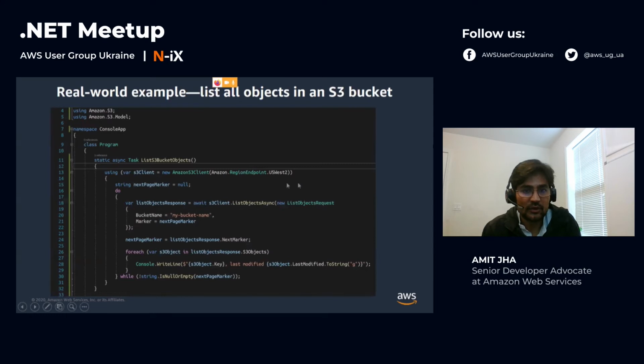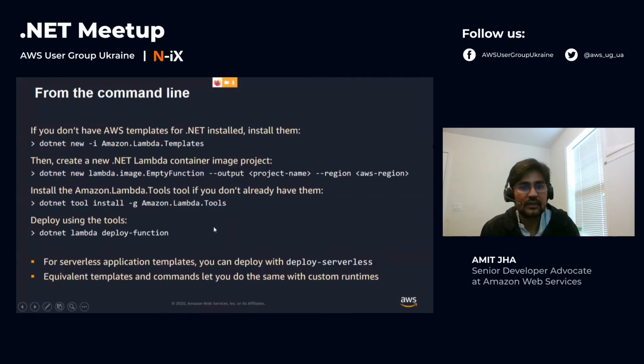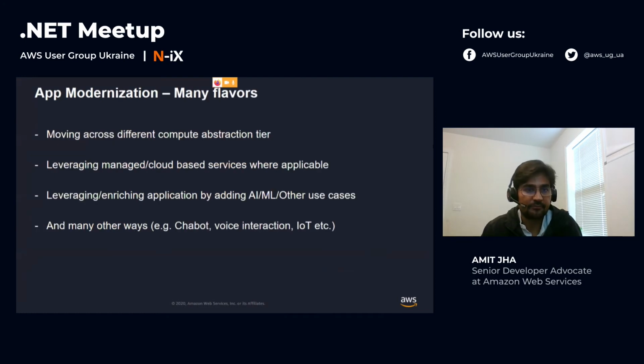The same thing that I showed you in the demo, in this case, it's calling the S3 client and calling the list objects async method. Okay, we saw that. We also have the command line, as I said, .NET CLI templates. So you can create projects, do deployment, and integrate inside your CI/CD pipeline. So that was .NET tools.